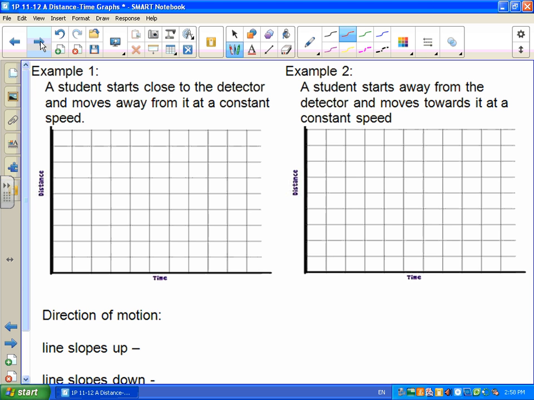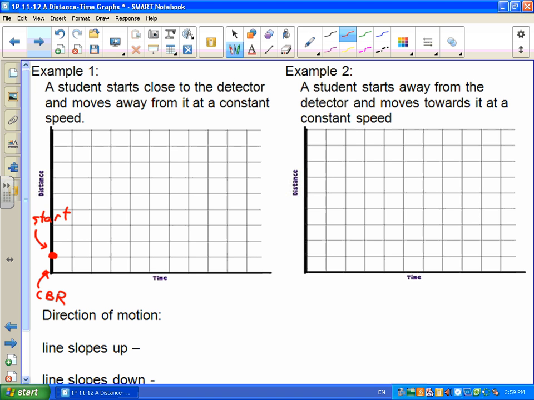So if I start close to the detector, that is sort of right down here at the bottom. So I'm just going to put CBR right here. And what we have on the vertical axis is the distance between me and the CBR. So if I start, as it says here, close to the detector, am I a long way away from the CBR or close to the CBR? Obviously, close. I'm right in front of it. So I'm going to start someplace really, really close like this. So this is my start right here.